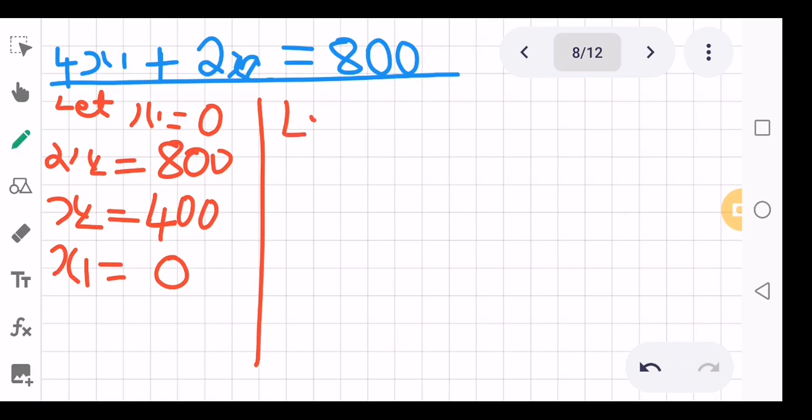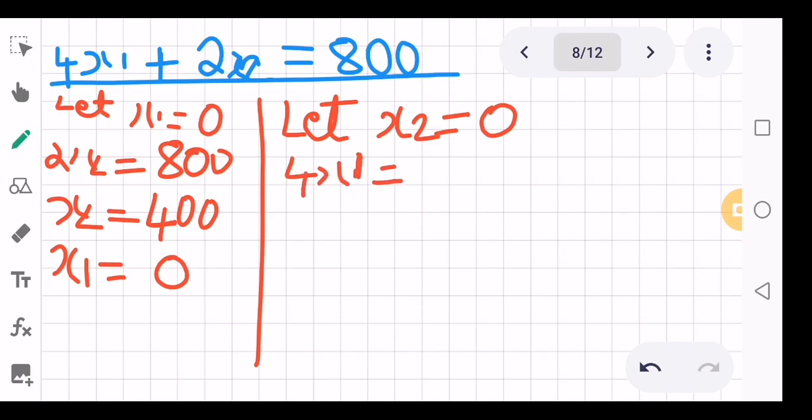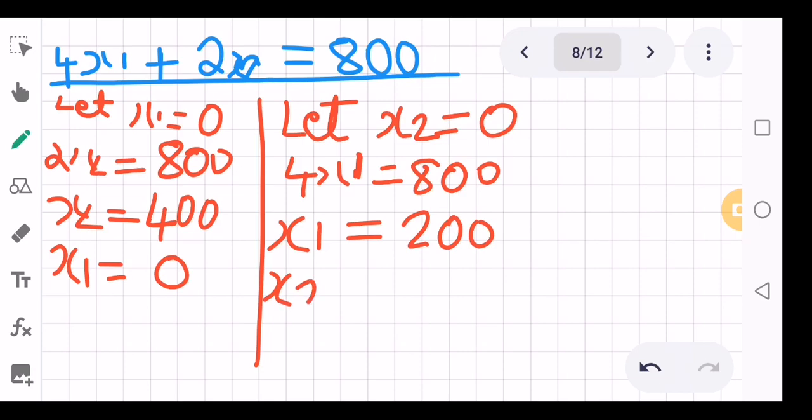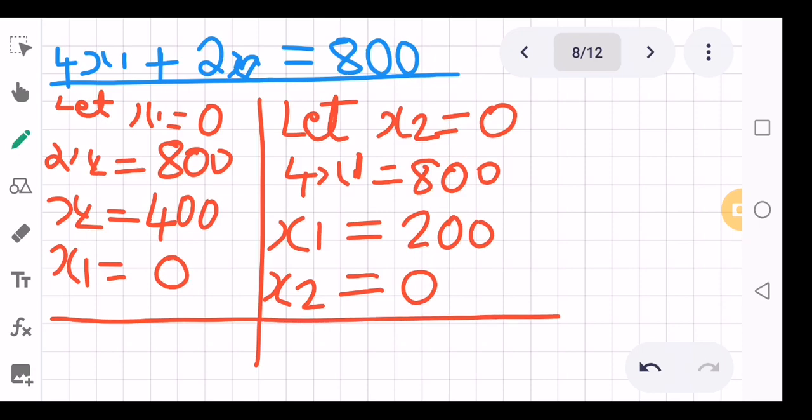Now in the second case, let your x2 be equal to 0. If x2 is equal to 0, then 2 into 0 is 0, so this term is not there. Then 4x1 is equal to 800, so your x1 will be equal to 200, and x2, like we assumed, will be 0. Okay, this will help us in the graph.